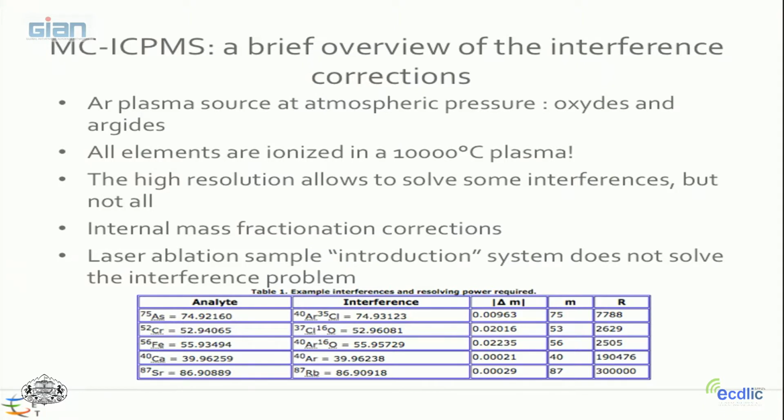So here you have a list of the kind of interferences we can find. So if you don't separate them, so for our case, if you don't separate the rubidium from strontium, they will fall on the same mass, and you have trouble to measure them.